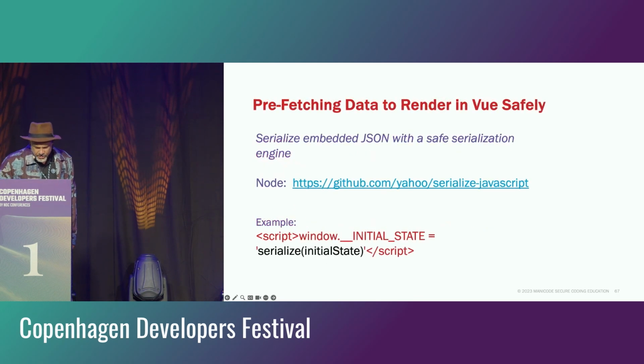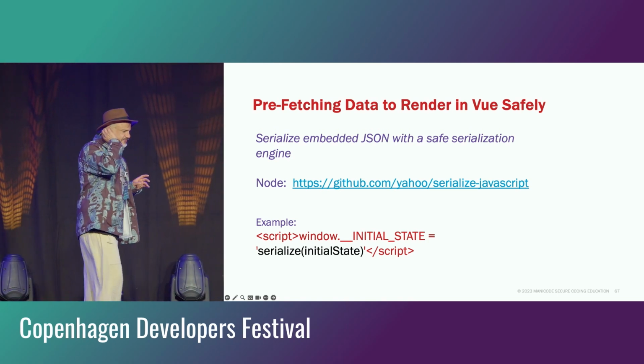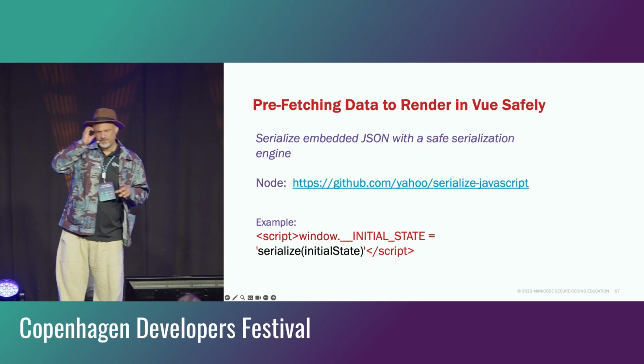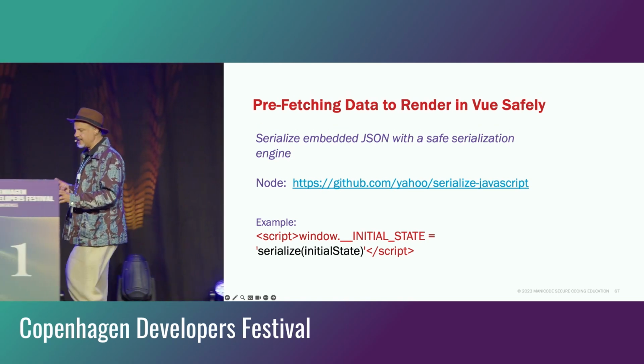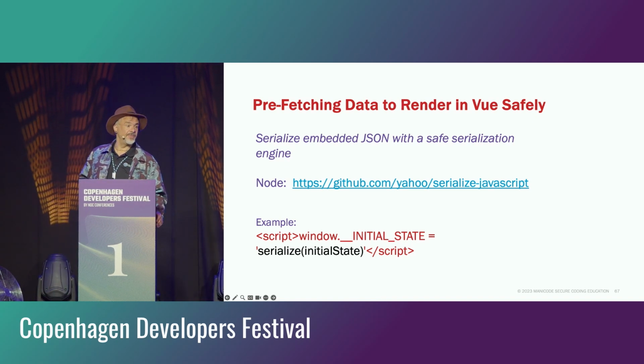So if you want to render JSON embedded on a page safely, then what you want to do is basically encode that JSON. If you're doing Node, did I tell you that some people do JavaScript on the server on purpose?